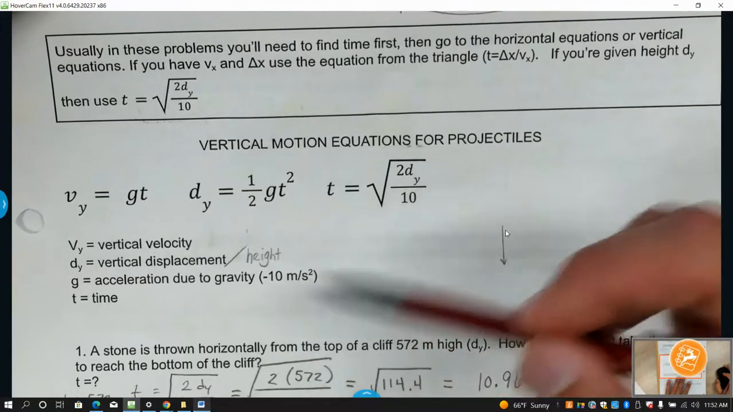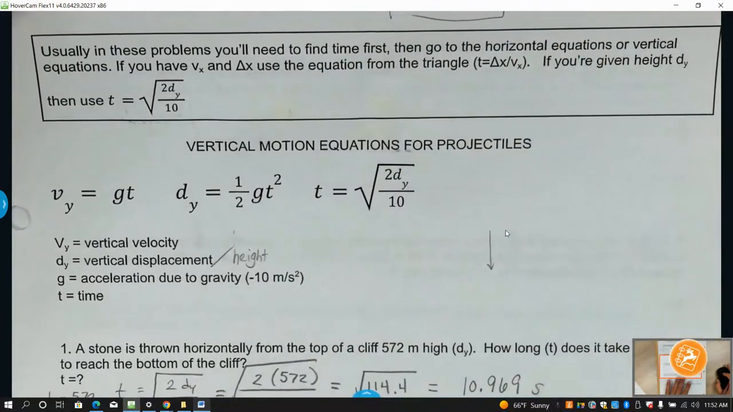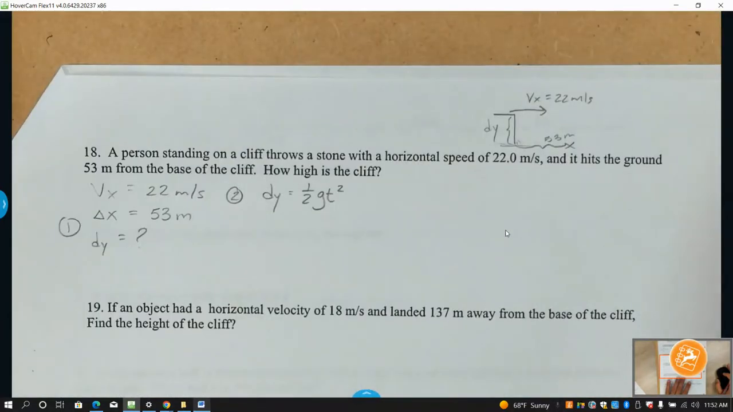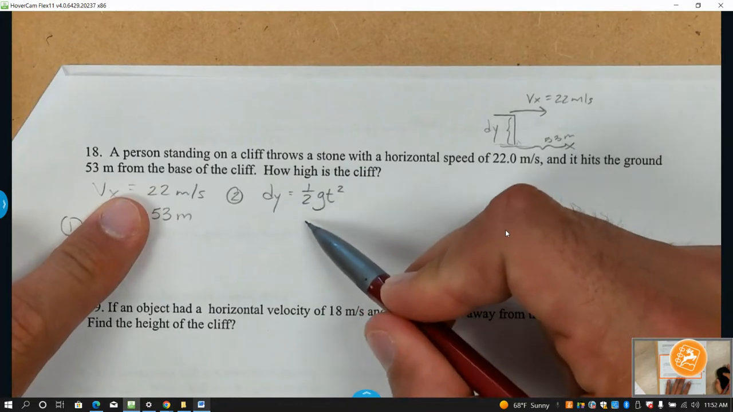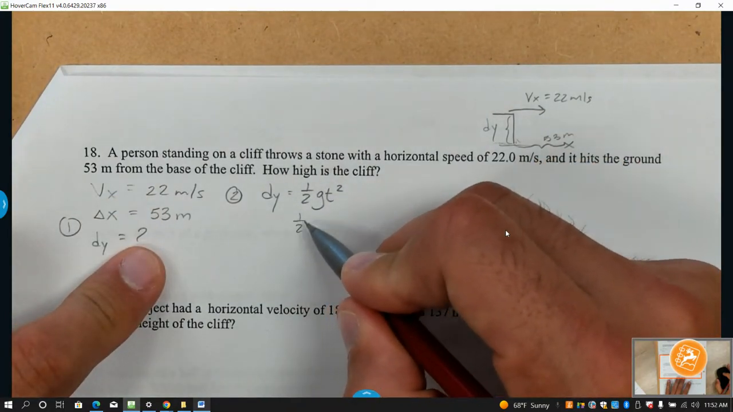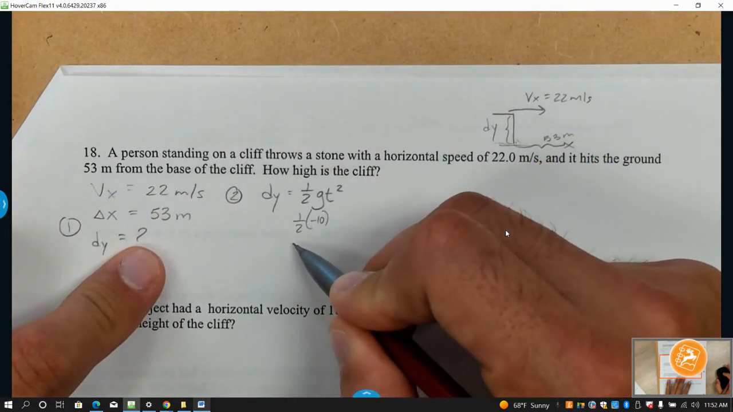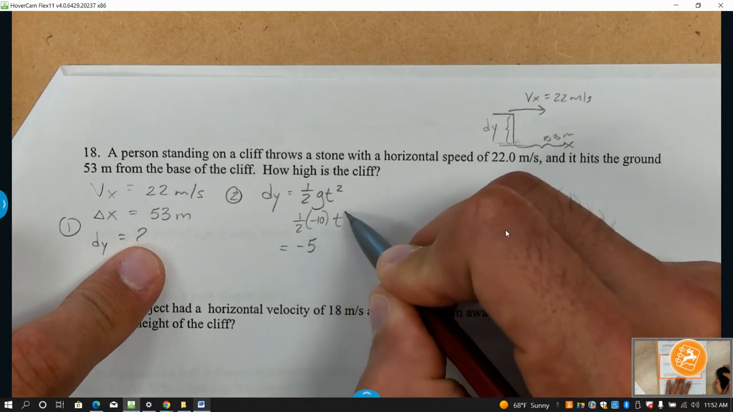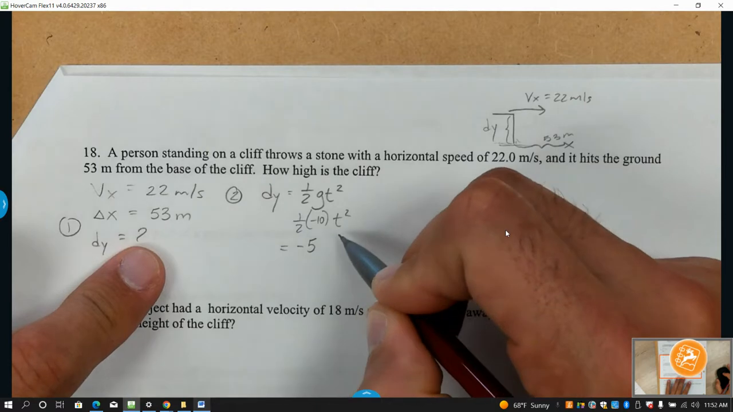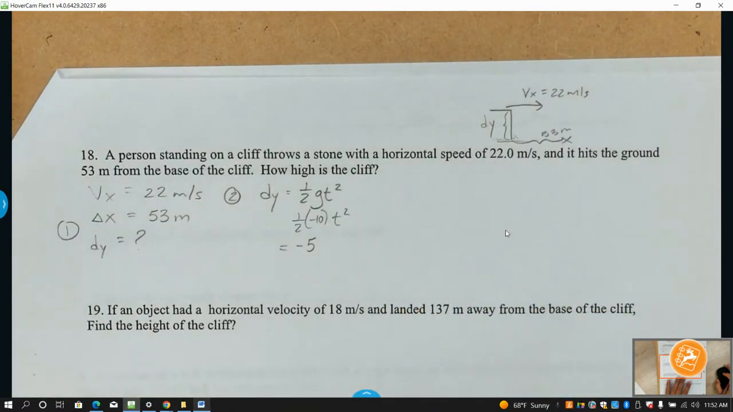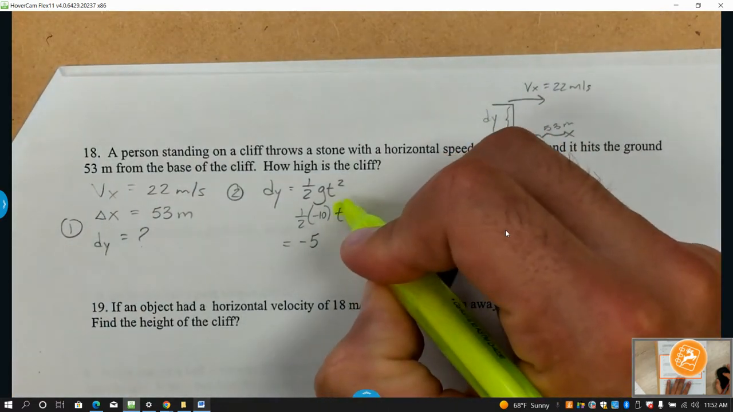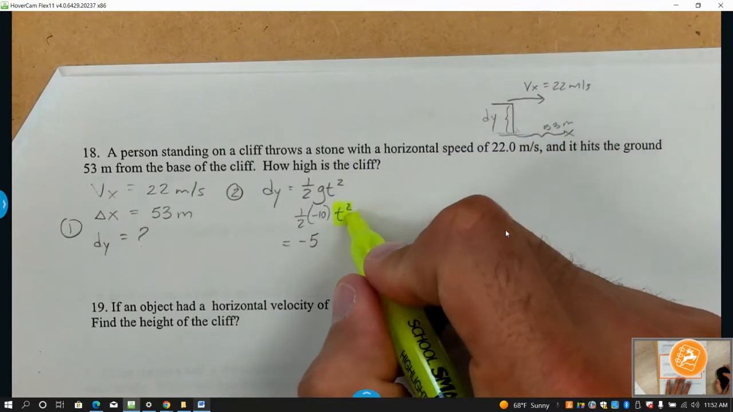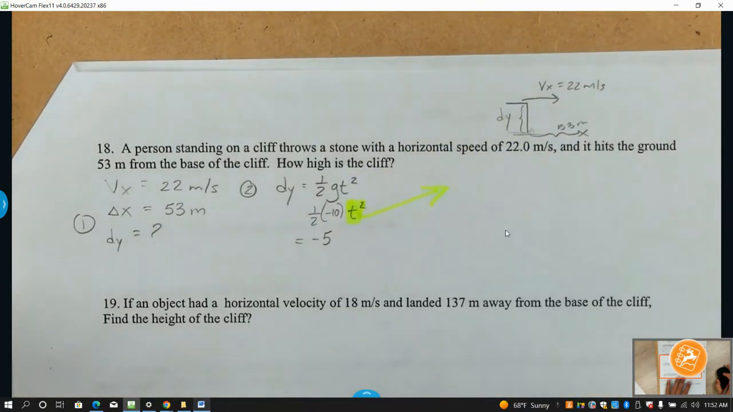Acceleration due to gravity, g. We've been using -10 for that this entire time. So 1/2 of g, what's 1/2 of -10? That is -5. So we can have -5 times t squared. The problem is, we do not have t. So we need to go on a side quest.